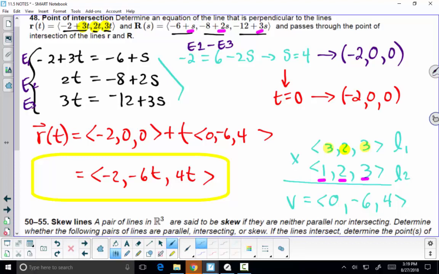So if we do negative 2 plus 3t equals negative 6 plus 4, the negative 2's cancel. We get 3t equals 0, so t equals 0. The t equals 0 is coming from the other value in this system of two equations. So when s is 4, that corresponds to the same point on the s line as t equals 0 corresponds to on the t line.